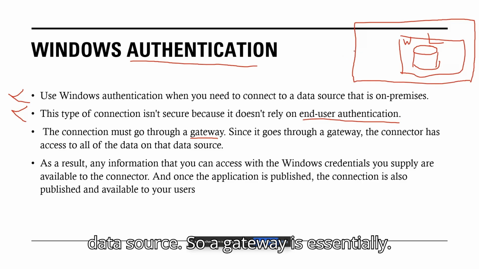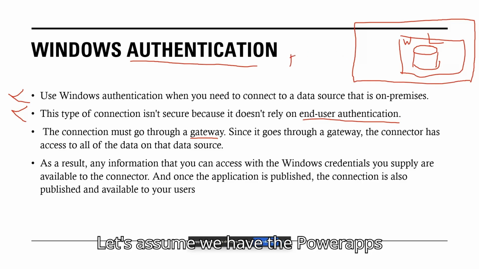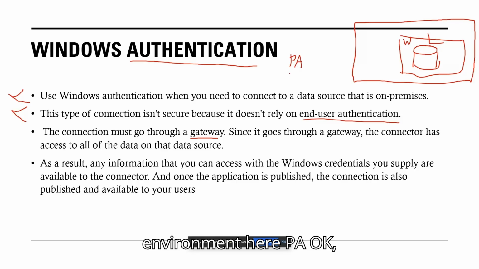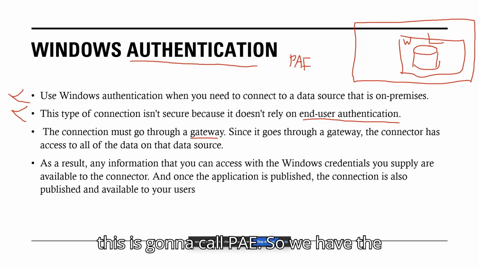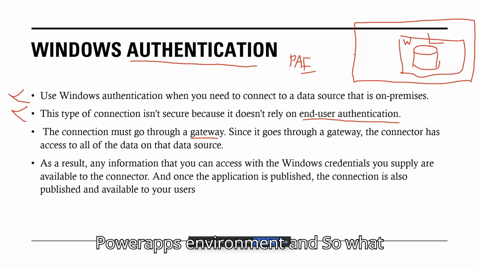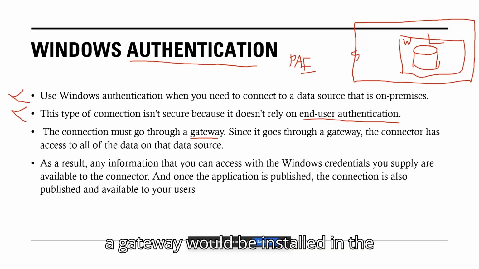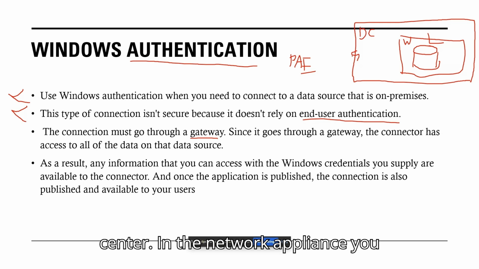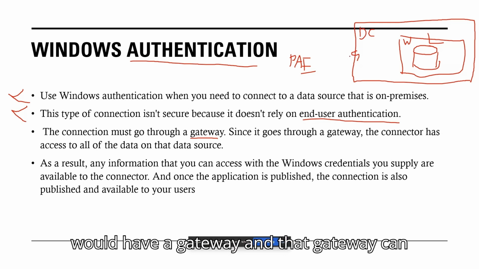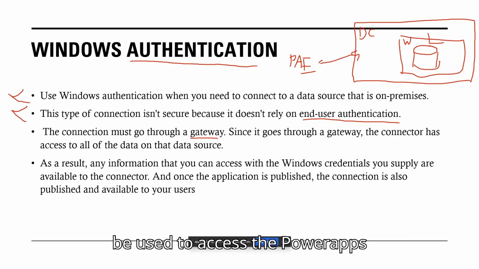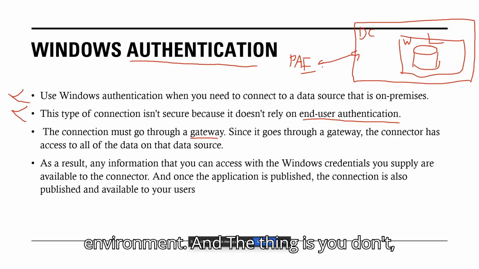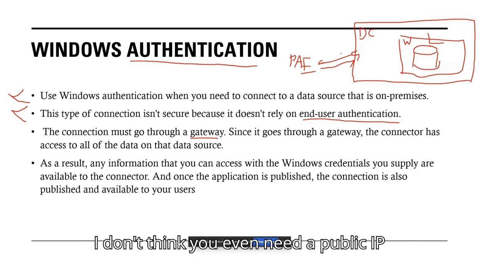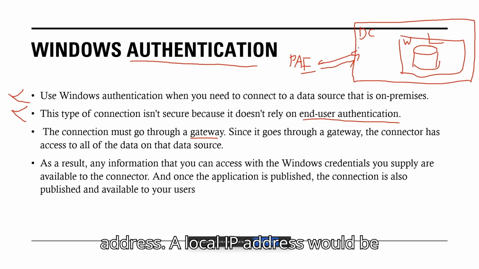So a gateway is essentially, let's assume we have the Power Apps environment here, PA. This is going to call PAE. So we have the Power Apps environment, and a gateway would be installed in the network appliance of the data center. In the network appliance, you would have a gateway, and that gateway can be used to access the Power App environment. And I don't think you even need a public IP address. Even a local IP address would be enough to connect to the Power Apps environment.